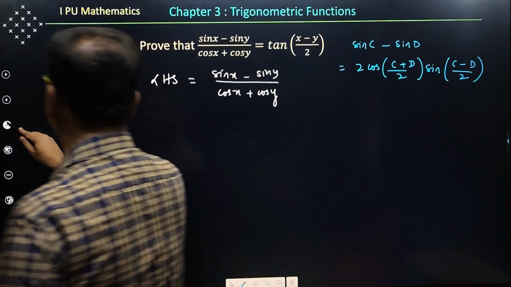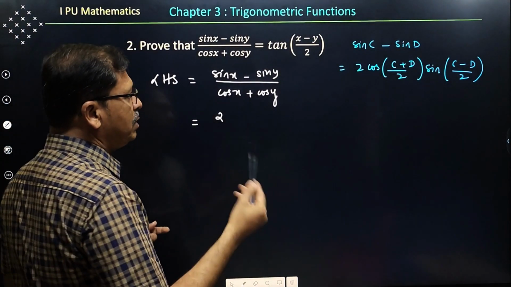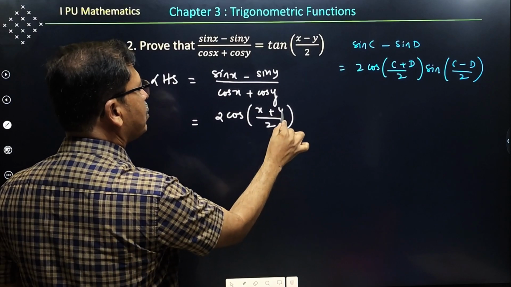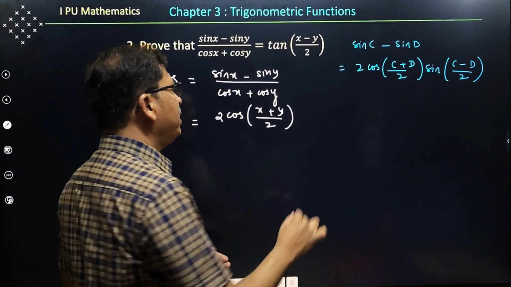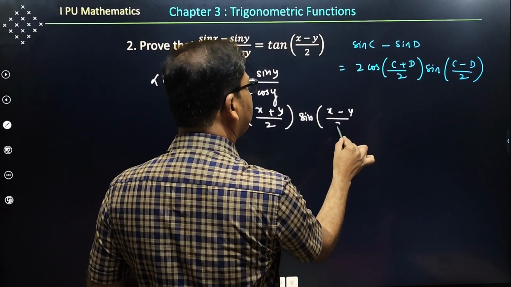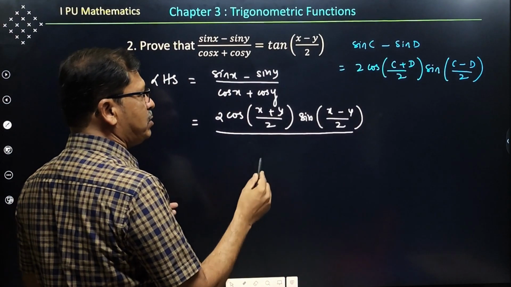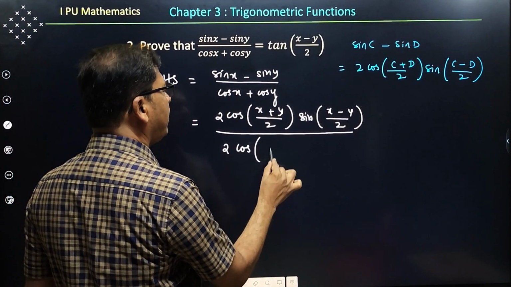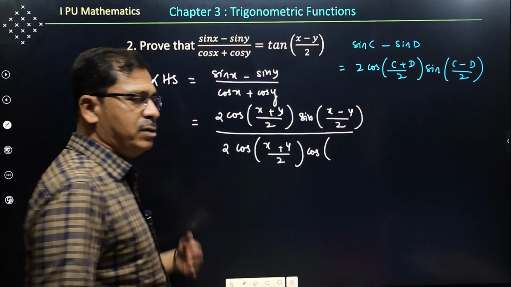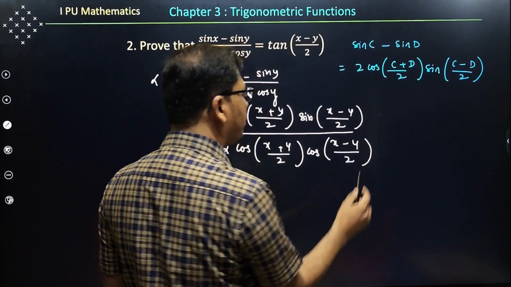Now this is equal to what you are writing here: 2 into cos of (c plus d) divided by 2, that is cos of (x plus y) divided by 2, into sin of (c minus d) divided by 2, that is sin of (x minus y) divided by 2, whole divided by cos c plus cos d, same formula as before: 2 into cos of (c plus d) divided by 2, that is (x plus y) by 2, into again cos of (c minus d) divided by 2, that is (x minus y) divided by 2 here.